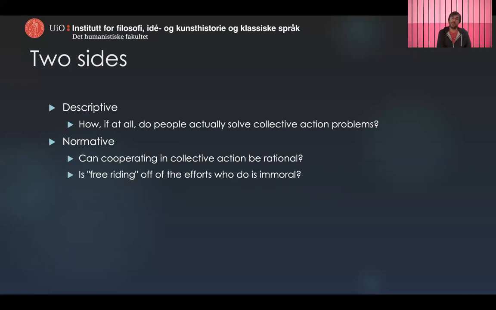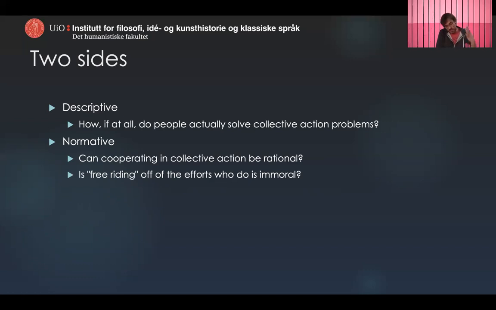Normative questions are: can we somehow... The problem, as partly noticed, was generated by the idea that it somehow is rational for the individual to defect. It's some way of arguing that actually cooperating in a collective action can be rational.